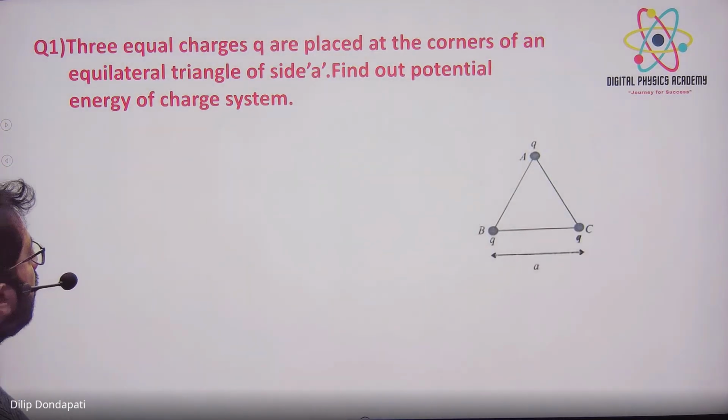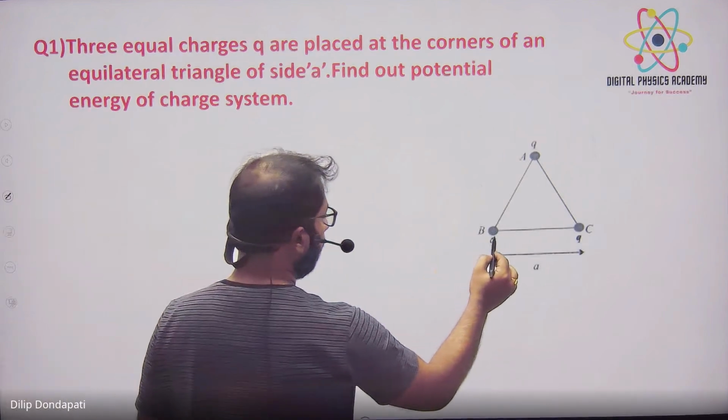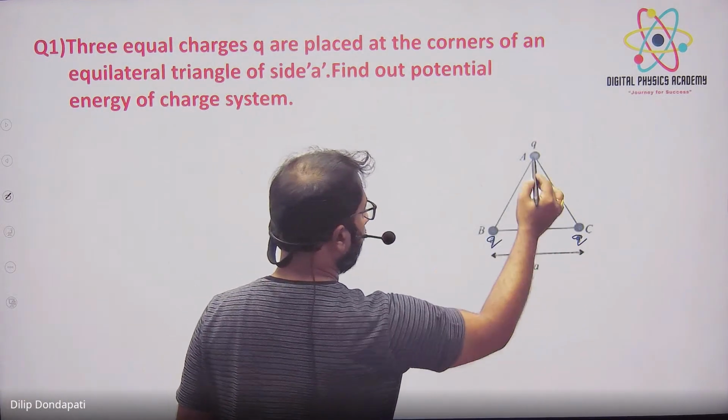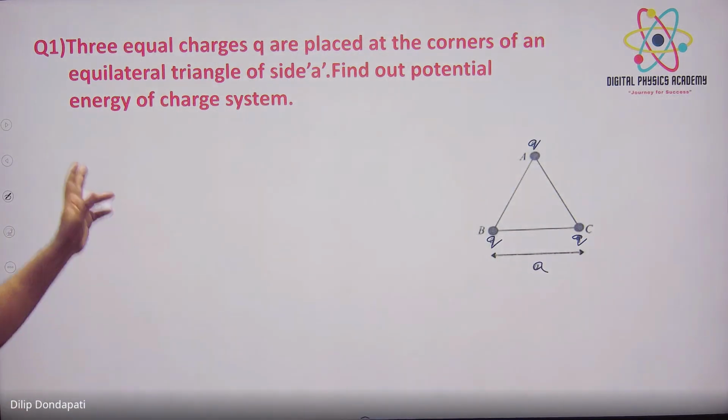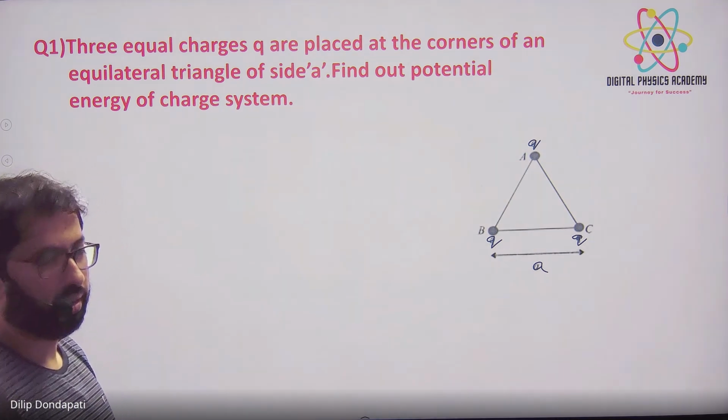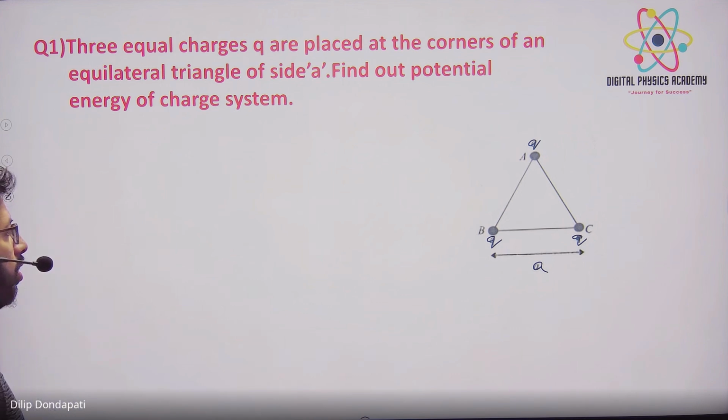Now 3 charges are given. It is placed at the triangle of side A. Okay, it is an equilateral triangle. Find the potential energy of the system. How many configurations? That many configurations का potential energy will find.